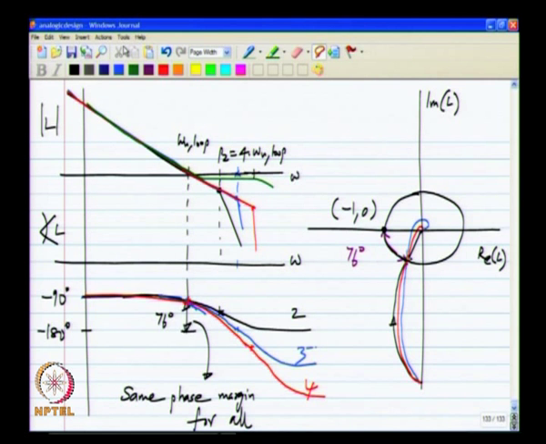So, the bottom line is for stability, there should be no clockwise encirclement of the -1,0 point by the Nyquist plot. By encirclement, I mean including both the Nyquist plot for the positive and the negative frequencies. The plot for negative frequencies will be the mirror image of that for positive frequencies.